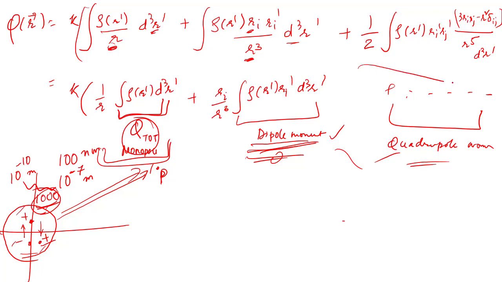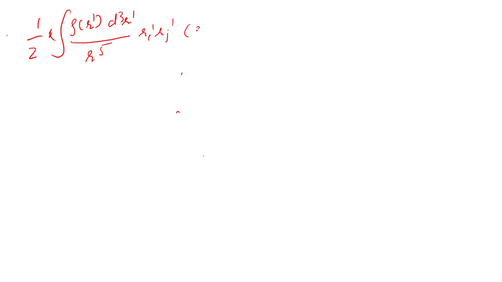Now let's look at the quadrupole moment in a little more detail because there is some mathematical manipulation that we will do to make this easier. The quadrupole moment itself looks like one half integral, and of course there is k rho of r prime d cubed r prime divided by r to the power 5, r_i prime r_j prime, times 3 r_i r_j minus r squared delta_ij.